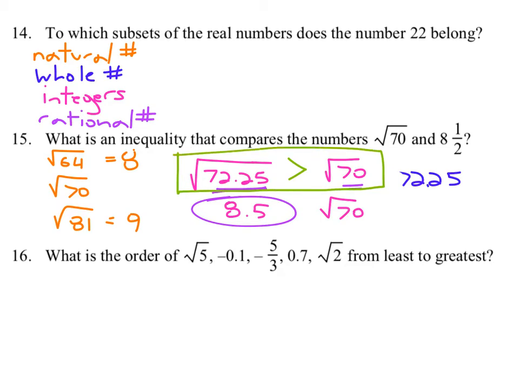So that then becomes your answer. Okay? That inequality relates them. And I could write it on here like that. Square root of 70 is less than 8.5.